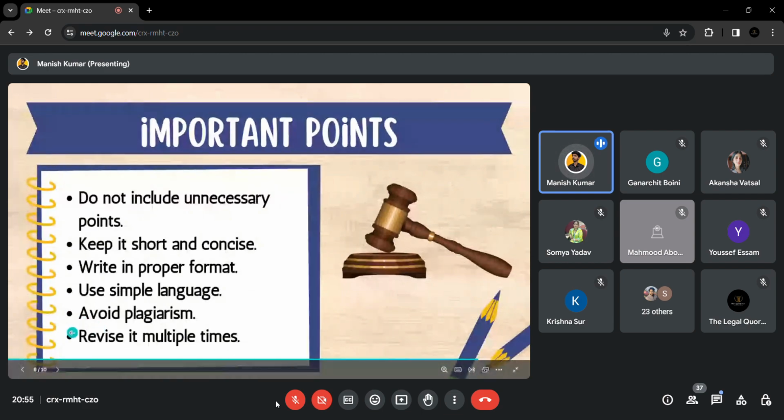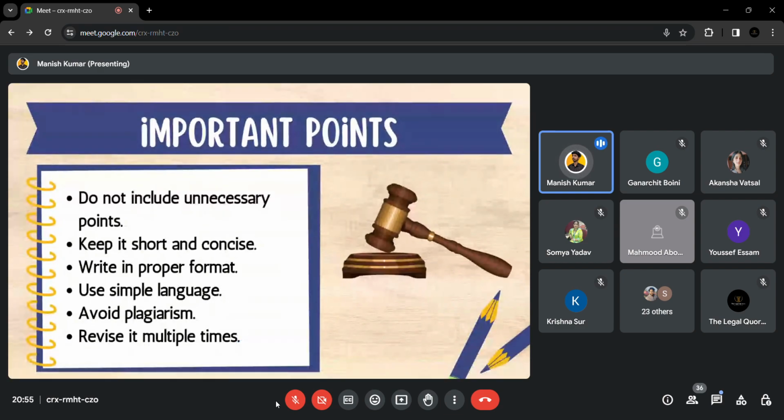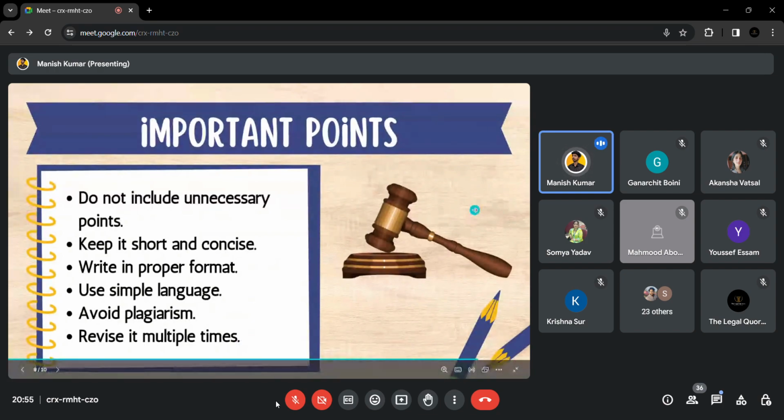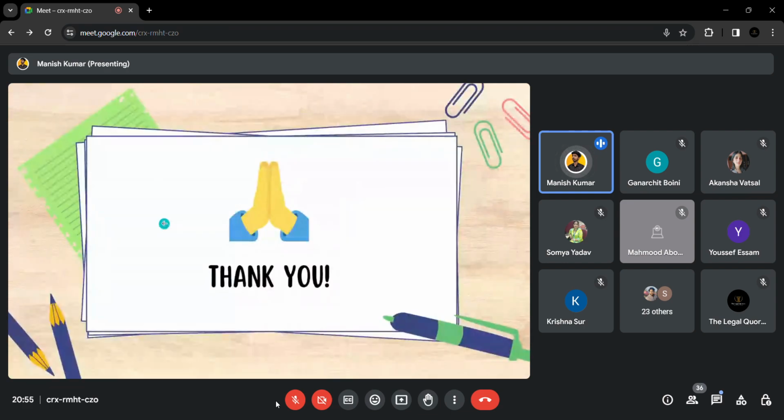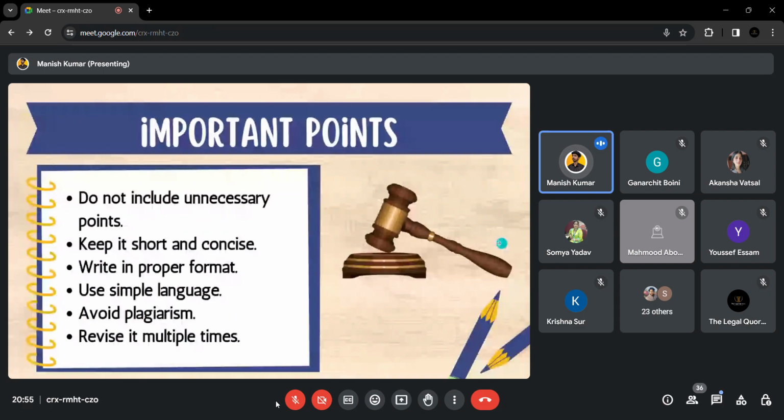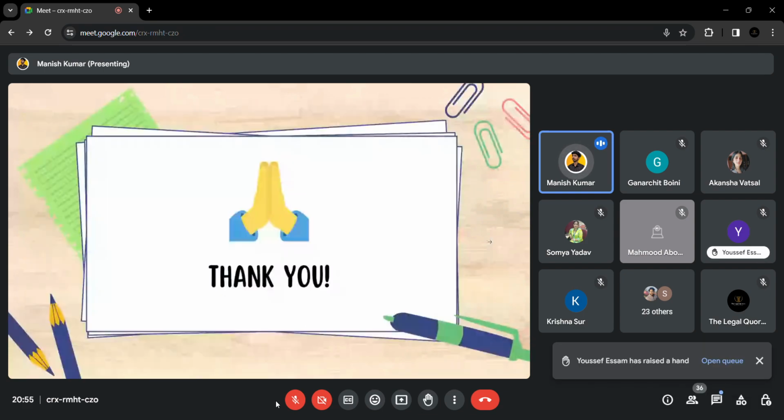Also, revise it multiple times. Once you prepare any case summary, you need to cross-check whether you have done it right or not. That is a general rule for every writing. Okay, that's all. We have come to the end of the PPT. So what we'll now do, we'll just take any random judgment and see how to extract facts, how to extract legal issues, and how to extract arguments and other parts.